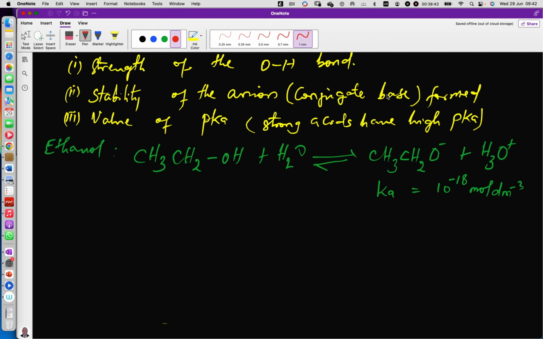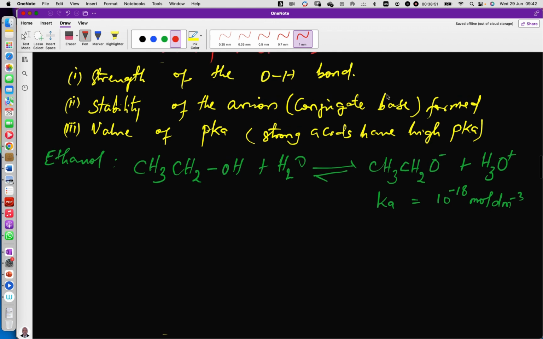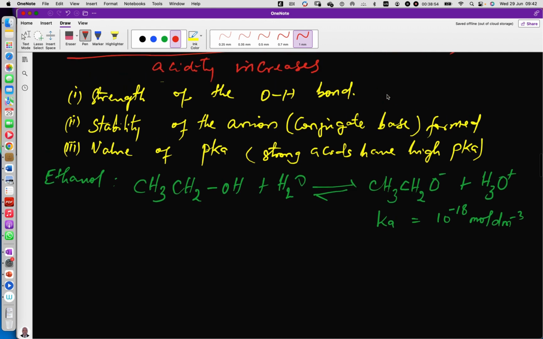Welcome back. It should be recalled that I said the strength of organic acid will depend on the ease at which the hydrogen ion is donated, that is the strength of the OH bond. It will also depend on the stability of the anion, that is the conjugate base that is formed. And it will also depend on the value of pKa. Remember, strong acids have high pKa.